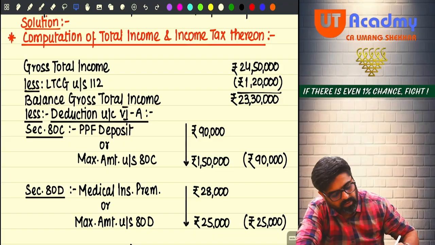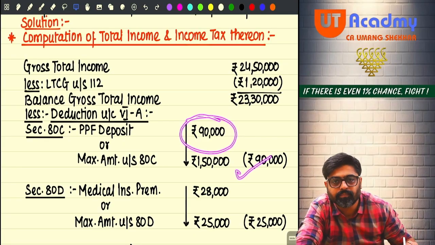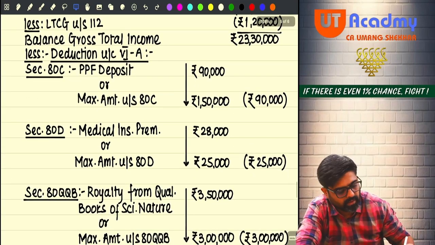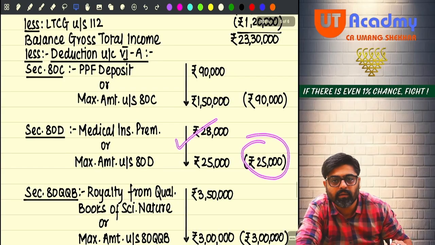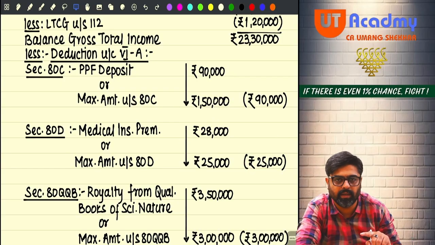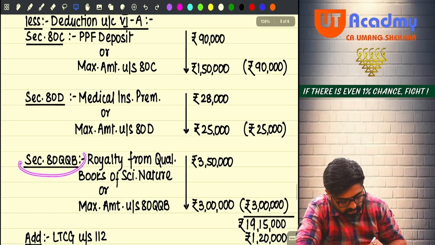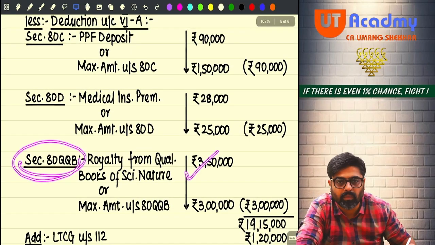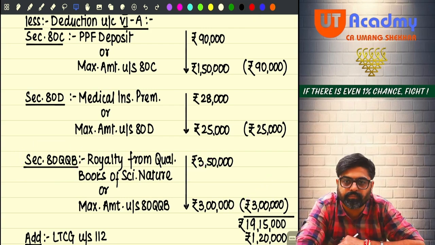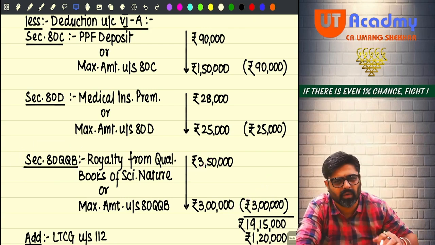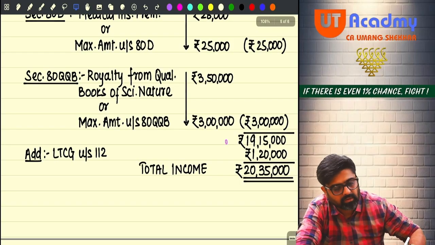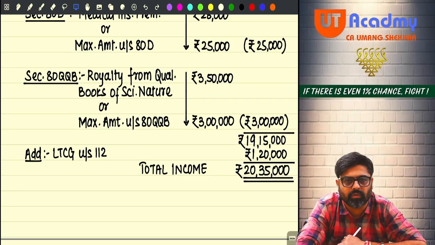From that, can you take 80C 90,000? PPF? Can you take 25,000 under 80D? 28,000 under 80D, but it cannot be claimed fully. You will have to claim 25,000. Under section 80QQB, royalty will be allowed, but to the extent of 3 lakhs only. That entire question is the same. Now it is 19,50,000, 15,000.